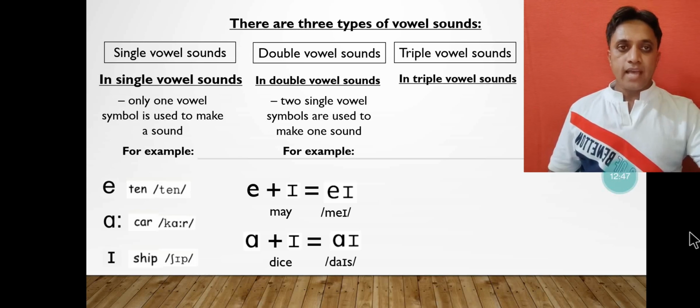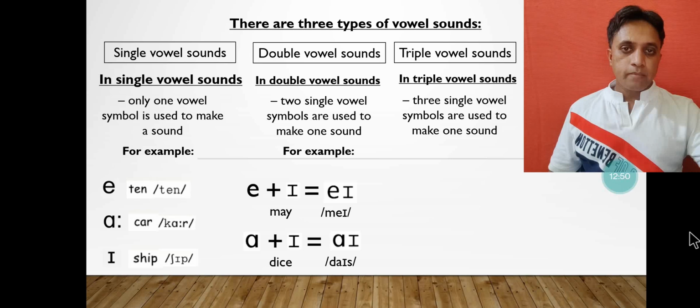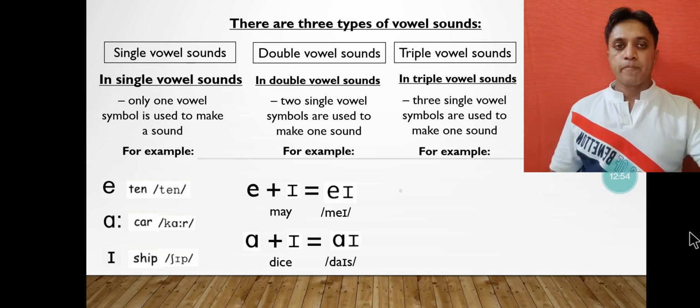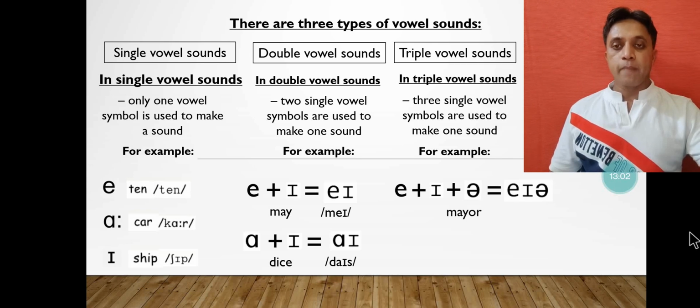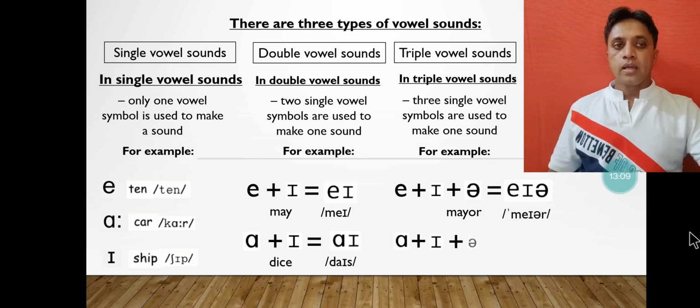In triple vowel sounds, three single vowel symbols are used to make one sound. For example, e plus i plus a is equal to ear, like mayor. A plus i plus a is equal to ire, for example, dial.